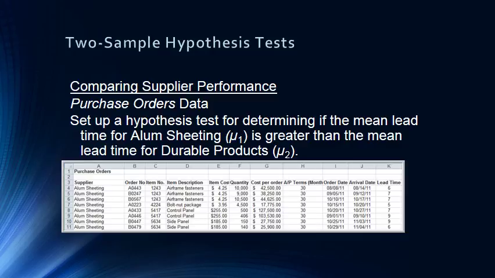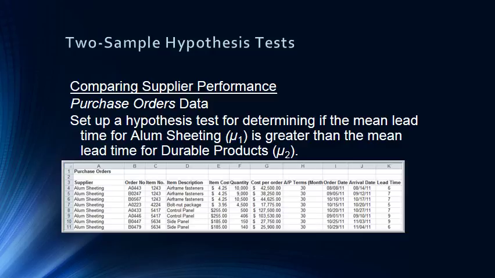So we have done the one sample test. Now the two sample hypothesis test. What we'll be doing here is comparing two sets of data that will be similar.